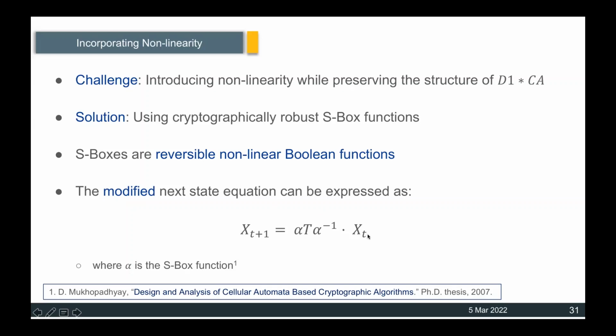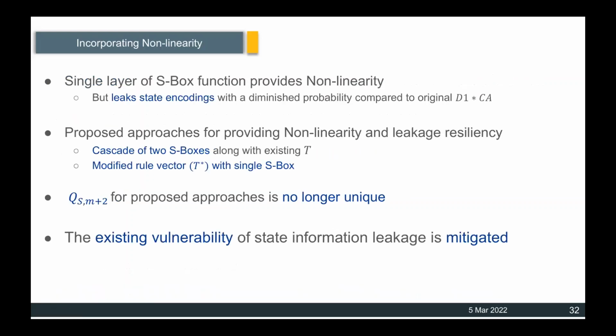Previously we were taking the state x_t and applying the state transition T, but now we modify this by the function alpha T alpha inverse, where alpha is your S-box function. Note that alpha is nonlinear and at the same time alpha is also bijective. So this is utilized to incorporate nonlinearity, and therefore protect against the leakage of the state encoding that we saw.